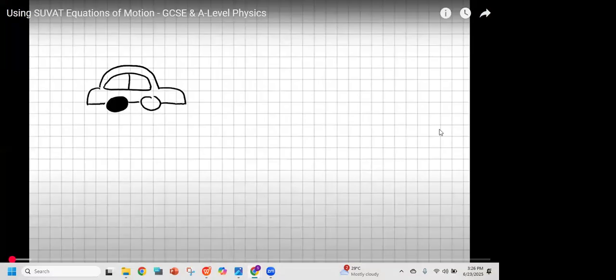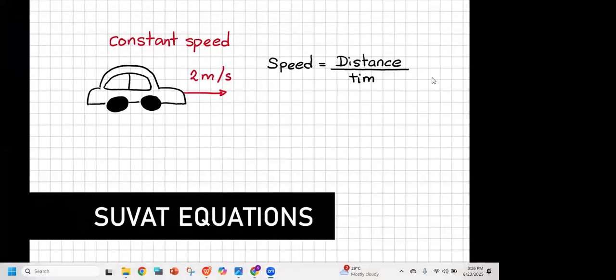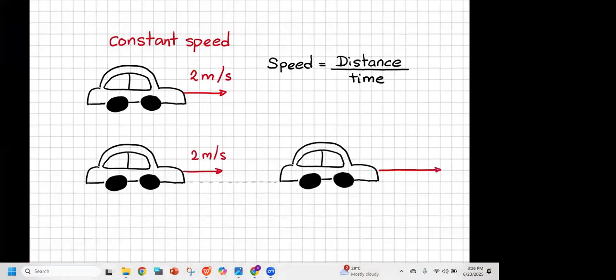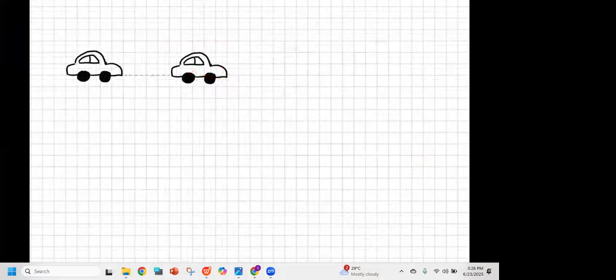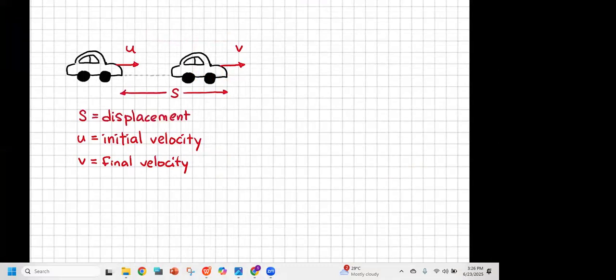If we have a car traveling at a constant speed, we can simply find its speed by doing distance over time. In another situation, this car starts with a certain speed and then it speeds up. This equation wouldn't work now because it's only applicable to an object traveling with a constant speed. We need to use some other equations of motion. Let's define the initial velocity to be u, the final velocity v, and the distance between its starting point and final position is the displacement s. a is the acceleration and t is time.